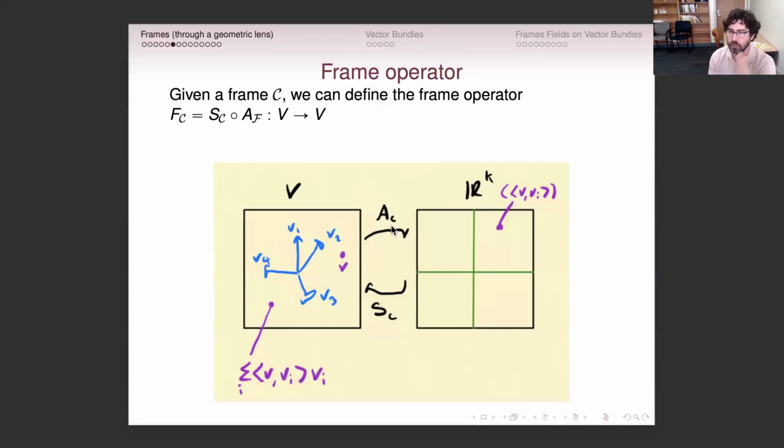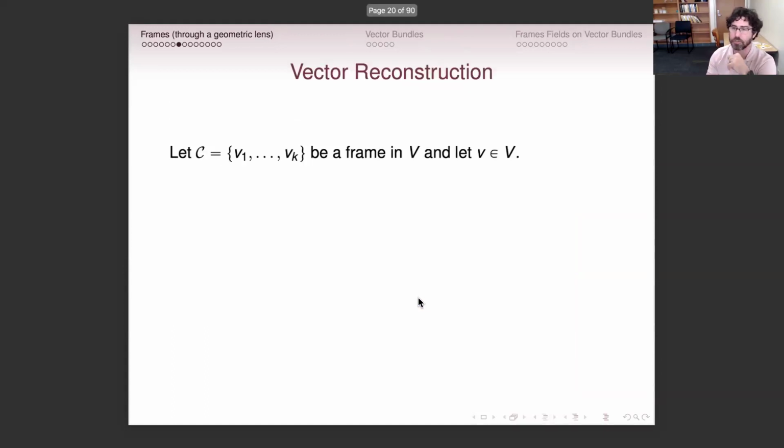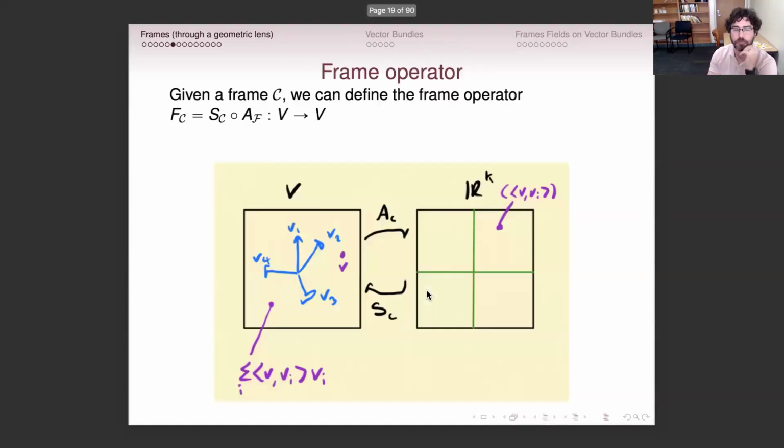I'm just taking the inner product of a fixed vector with all of the vectors in my collection, and that gives me a point in R^K. And then I can turn around and take that collection of numbers and use it to build a linear combination of my frame vectors, and that brings me back into my original Hilbert space. And in general, there's no reason for the vector and the frame operator applied to that vector to have anything to do with one another. But we'll come back to that in a little bit.